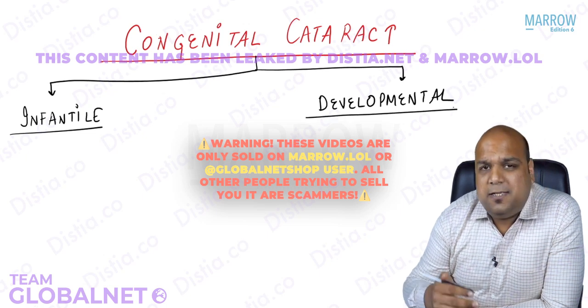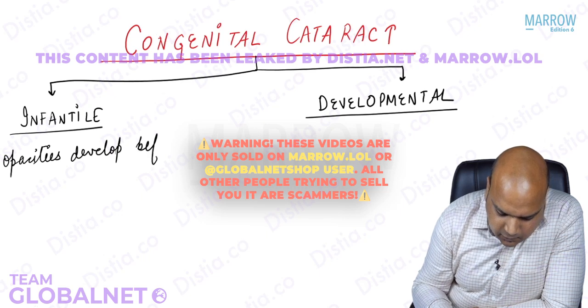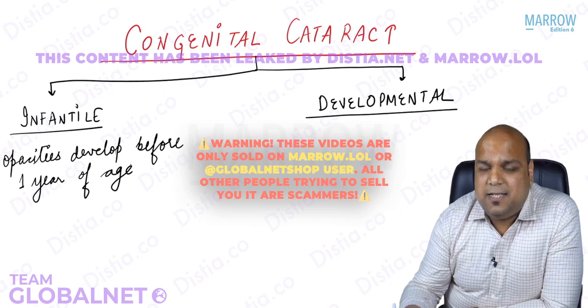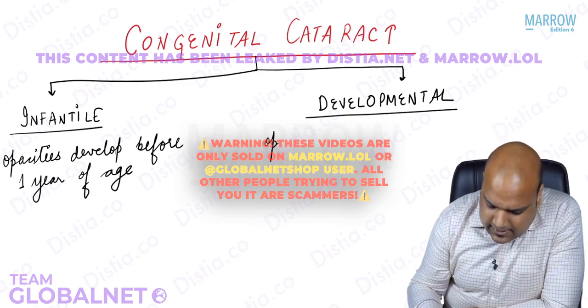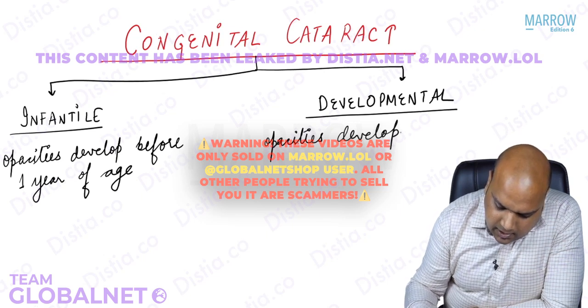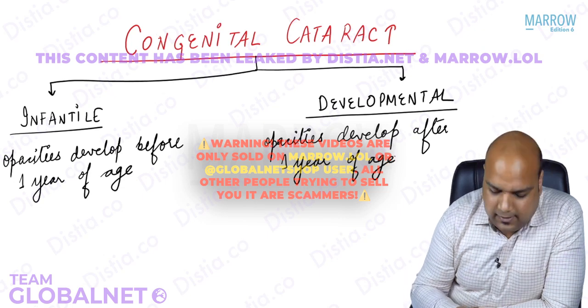Now, what is the basis of this grouping? So, if the opacities develop before 1 year of age, we say it is an infantile cataract. In infancy, it is developing. But if the opacities develop after 1 year of age, then we group it as a developmental cataract.